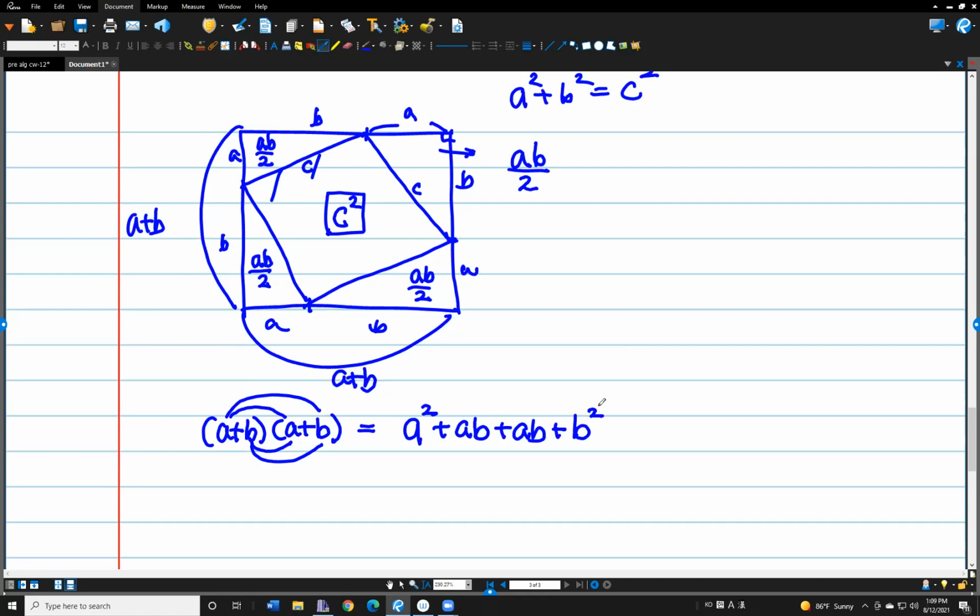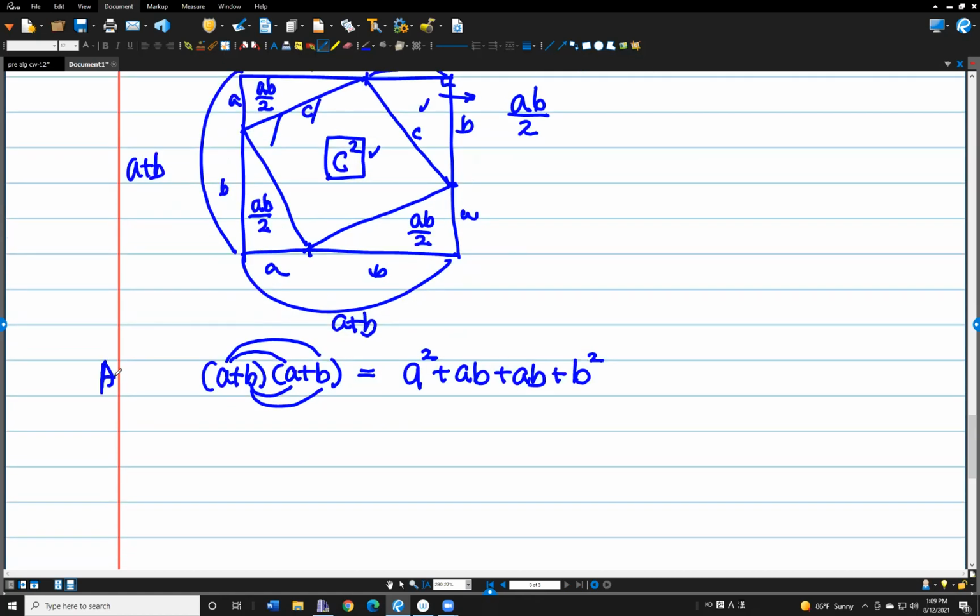Now I'm going to express the same area in a different way. C squared first. The same area is C squared plus this area, which is AB over 2, right? AB over 2. But how many of these do we have? 1, 2, 3, 4, so times 4. Okay, we just found the area of the same square in 2 different ways.